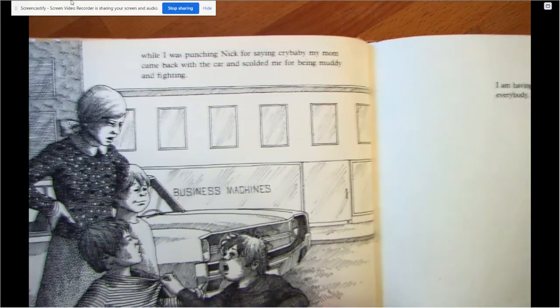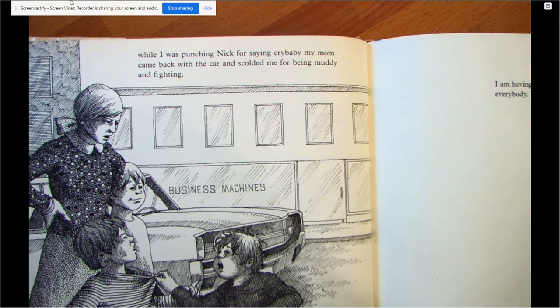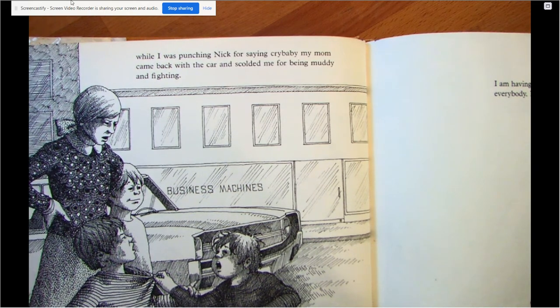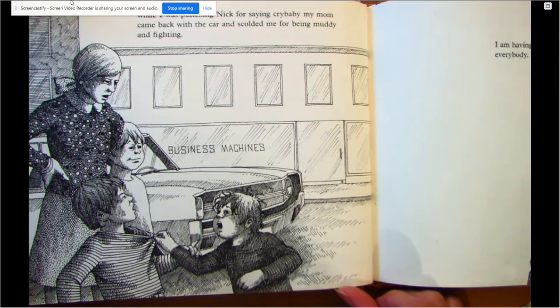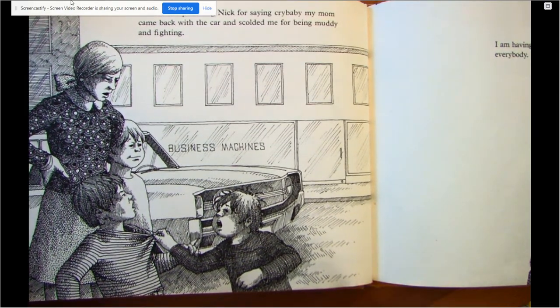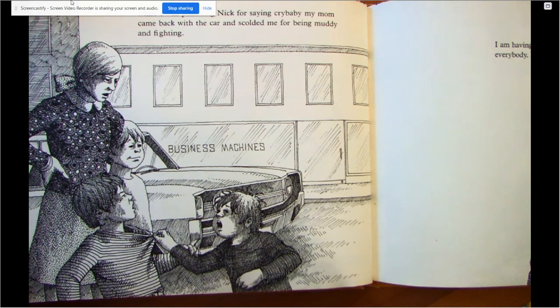And while I was punching Nick for saying crybaby, my mom came back with the car and scolded me for being muddy and fighting. How many of you have gotten in trouble for doing something like that with a sibling or a cousin?